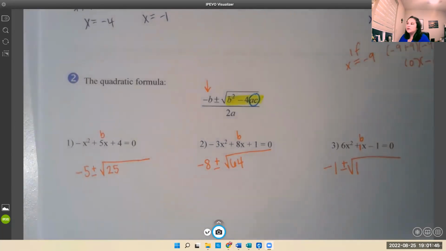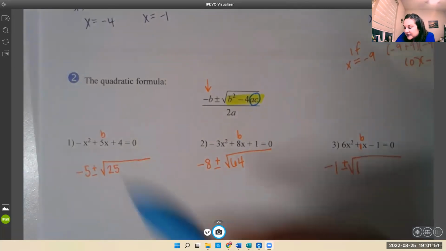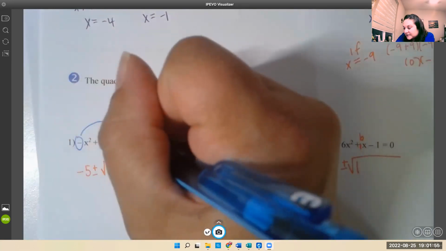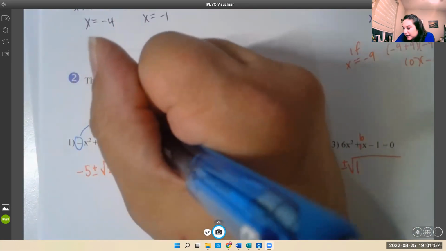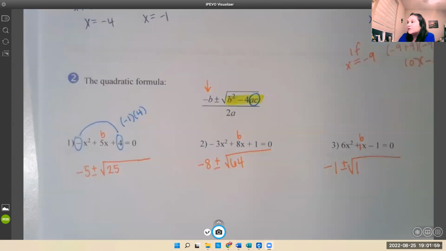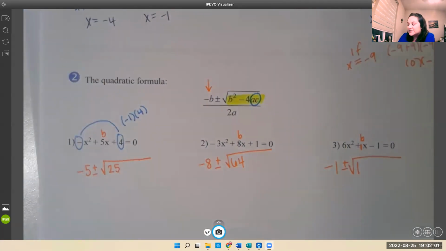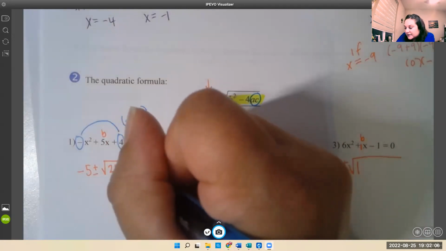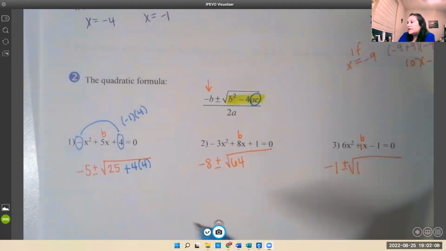I'm trying to show you what I do when I do the quadratic formula. So what I do is I look at the A and the C and I multiply them together. So that's -1 times 4, right? And -1 times 4 is -4. And so that's what I am going to do basically plus 4 times 4 right there.